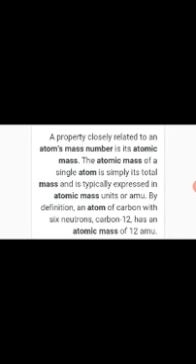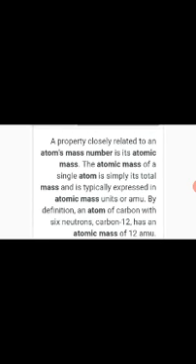Carbon 12. 12 is the atomic mass, the mass number, and it is written that there are 6 neutrons. So how many protons? 6, because 6 plus 6 is the atomic mass of carbon, right? And how many electrons? Carbon has atomic number 6, so it means 6 electrons, 6 protons and 6 neutrons in carbon 12.